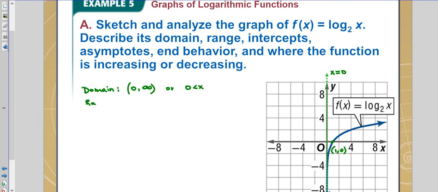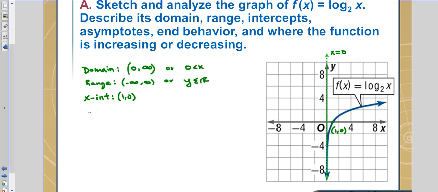The range, this graph goes down forever and up forever. So you'd say from negative infinity to positive infinity, or you could say that y is an element of the reals. As far as the intercepts go, it does not cross the y-axis, but it does cross the x-axis. So we have an x-intercept at 1, 0. I mentioned asymptote. We have a vertical asymptote at x equals 0.